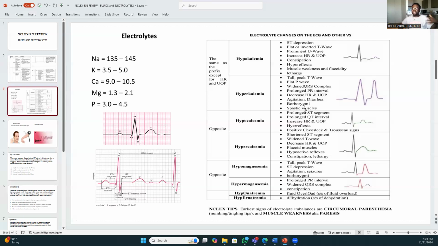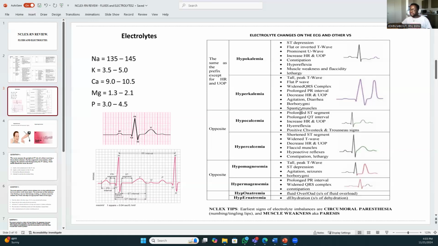Agitation, diarrhea, the GI tract is overacting. Borborygmi, what's that? Don't mind the big words. They're talking of hyperactive bowel sounds, the rumbling and rolling sounds in the stomach and intestine. That's what I'm saying, abdominal sounds. You see, borborygmi.